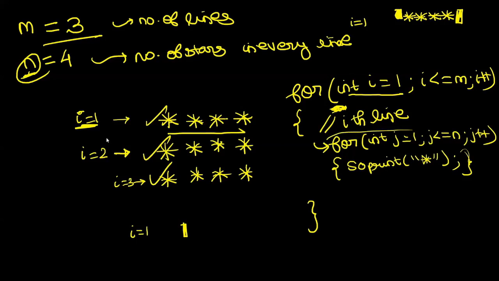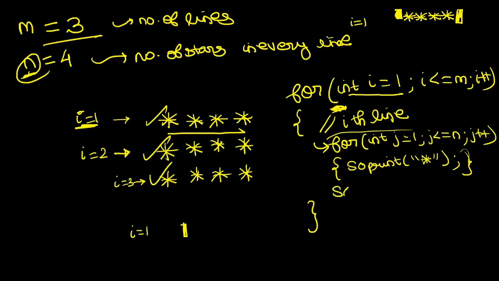Now tell me one thing: when you come outside of this for loop, do you agree with me that the contents of line number i are done? When you come outside the j loop, do you agree that you have printed the contents of the ith line? You have printed 4 stars, right? So guys, what should I do? You just need to move your cursor down.